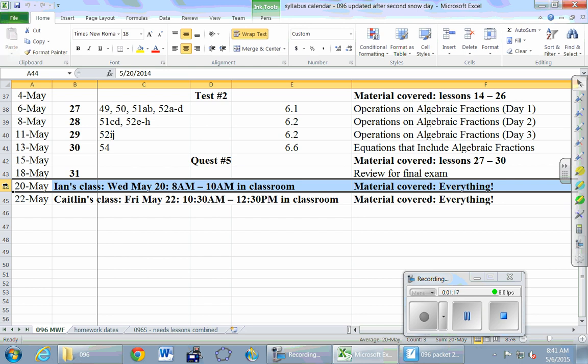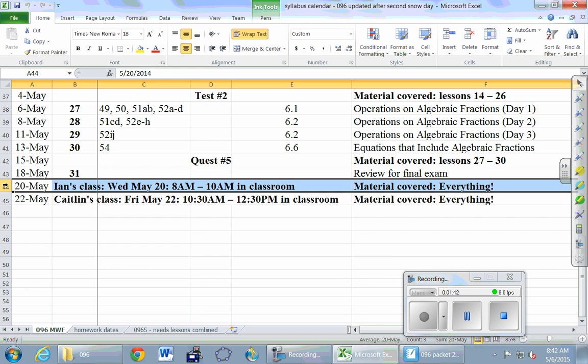Irene. You can talk to me if you have a conflict, and if you do, perhaps you could take it with Caitlin's class. Would that work for you? Okay, talk to me individually. Yeah, Caitlin and I don't have a policy set up, but maybe we can work something out. Okay, other questions?